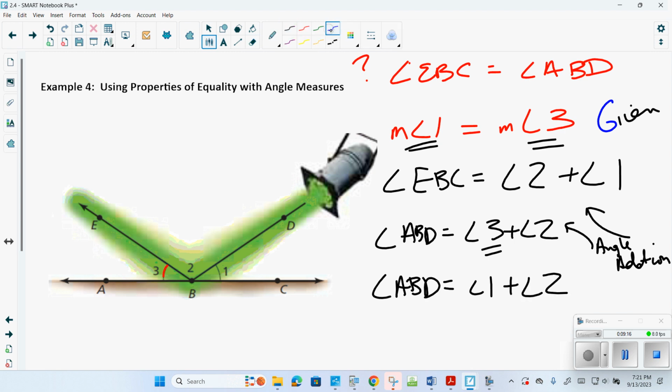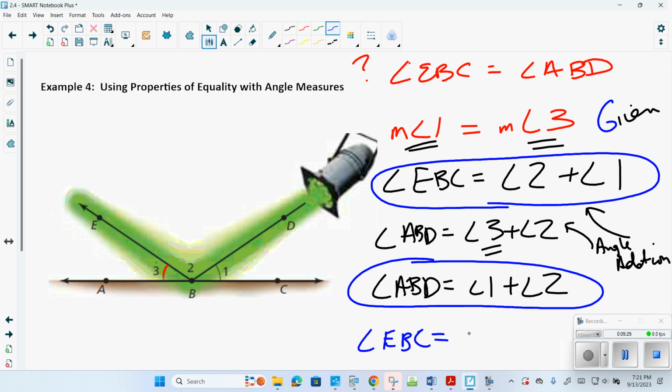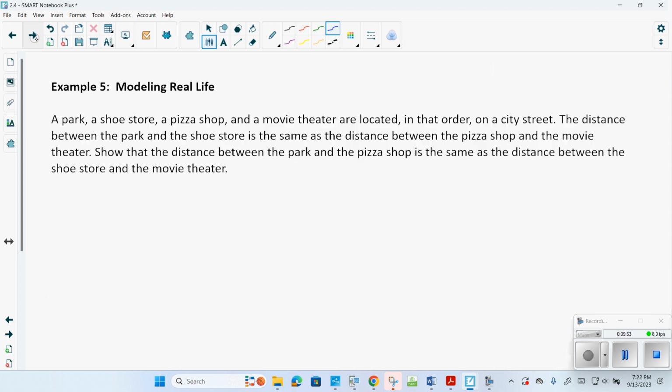Now, EBC equals angle 1 plus angle 2. ABD equals angle 1 plus angle 2. So I now can say that angle EBC equals angle ABD. And the reason I say that, this one was substitution, and the reason I can say this is the transitive property. Now, me and my colleagues may disagree, okay? Substitution would also be an option as far as I'm concerned. But transitive property.